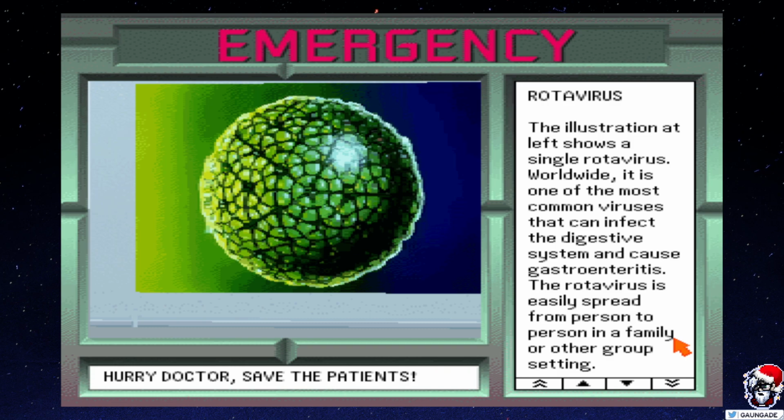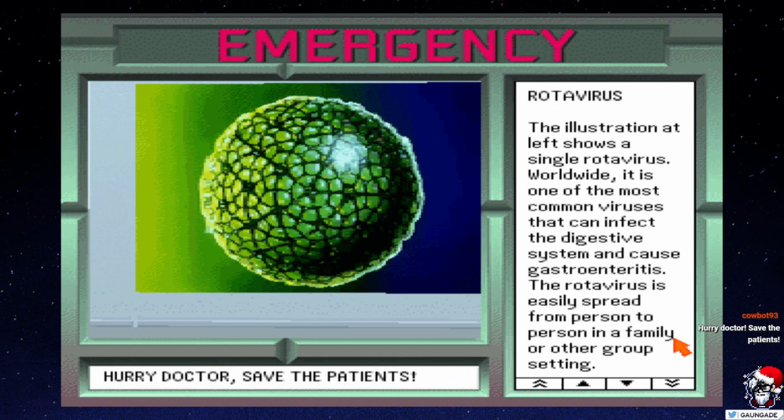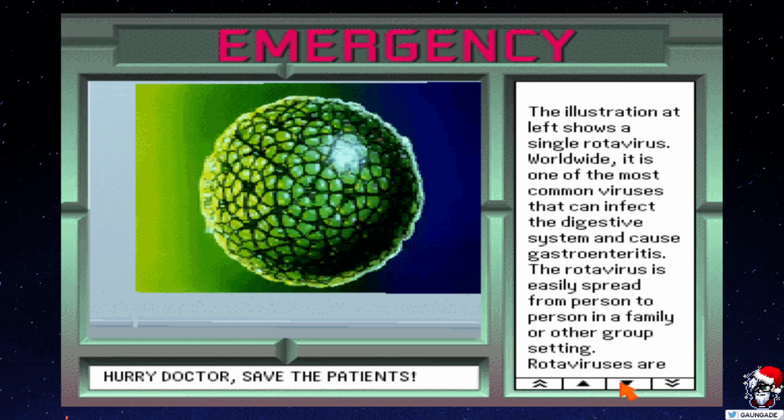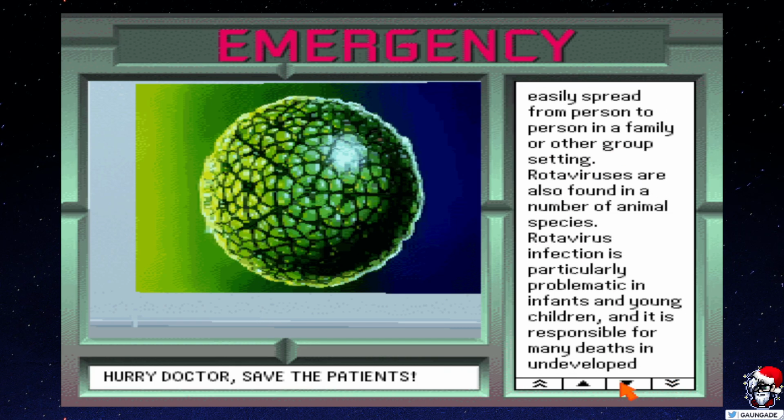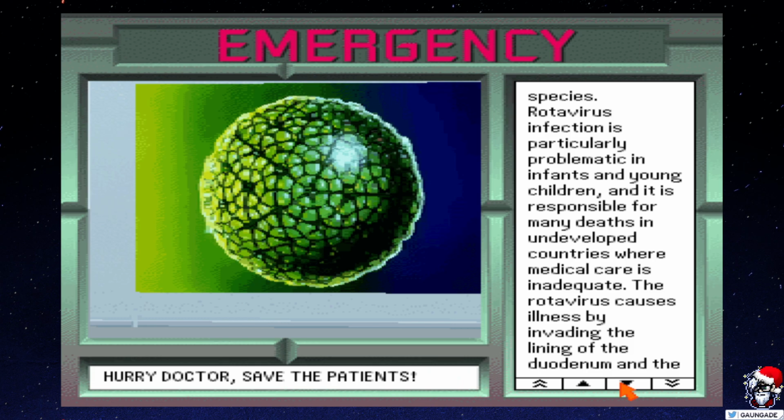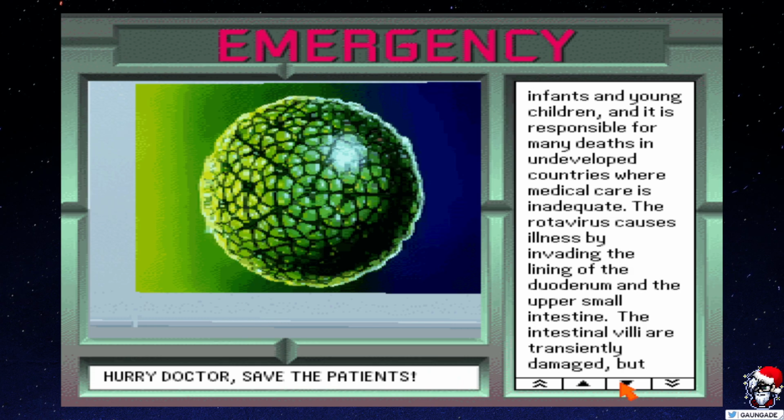The illustration at left shows a single rotavirus. Worldwide, it is one of the most common viruses that can infect the digestive system and cause gastroenteritis. The rotavirus is easily spread from person to person in a family or other group setting. Rotaviruses are also found in a number of animal species. Rotavirus infection is particularly problematic in infants and young children, and it is responsible for many deaths in undeveloped countries, where medical care is inadequate.